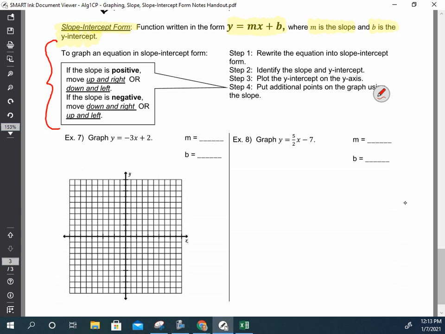Here's the steps for graphing in slope-intercept form. If you don't need the steps, then you don't need to copy it. But if you need the steps, then you should copy it. But I'm not going to look for the steps when I grade the notes. I'm not going to look for them. But we are going to follow the steps, for example, 7 and 8.